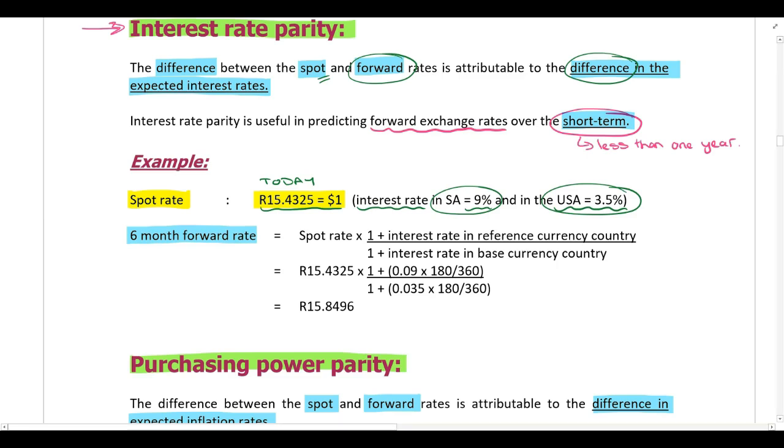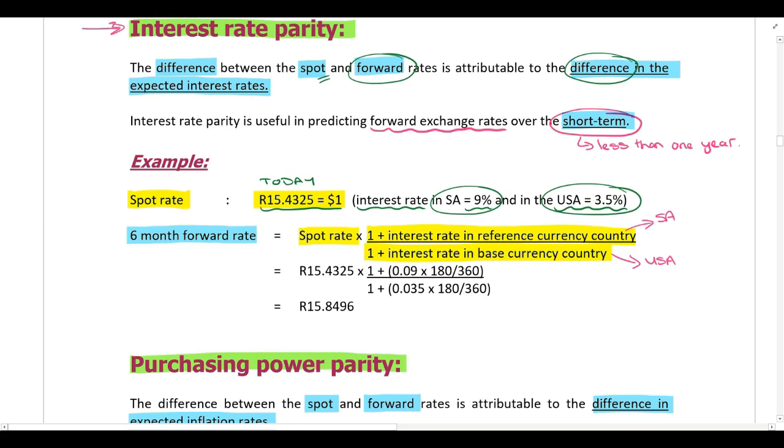What we do is we take the spot rate today, we multiply by 1 plus the interest rate in your reference currency country, and we divide by 1 plus the interest rate in the base currency country. Now, guys, all that means in simple terms is here we are using the interest rates in South Africa, and here we are using the interest rates in the United States of America.